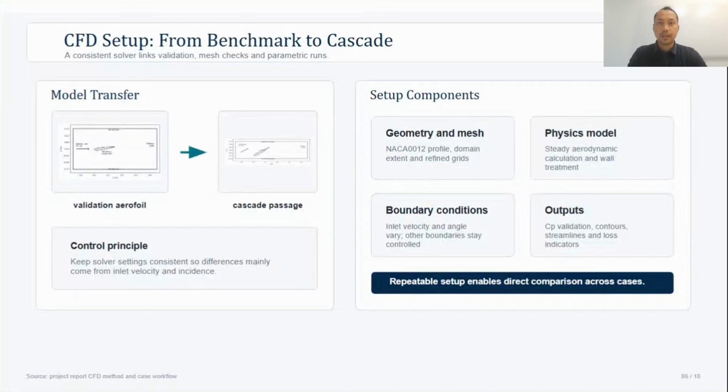Hi all, my name is Fahmi. My ID number is P154036. And now I will explain the CFD setup. The same general solver strategy was used to link the validation and cascade simulations. Hence, the simulation was performed as a steady pressure-based CFD calculation, and air was used as the working fluid.